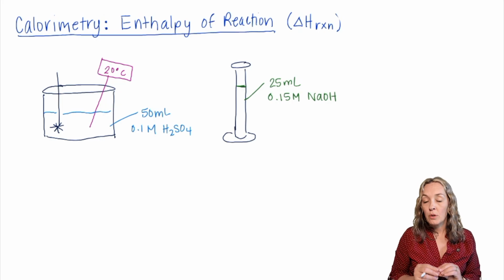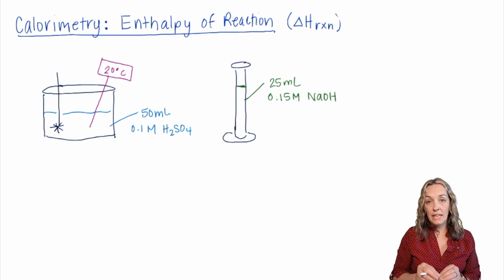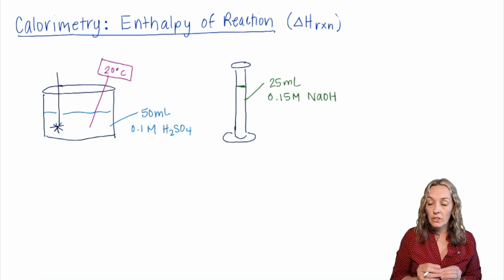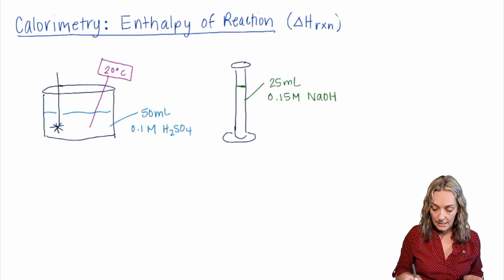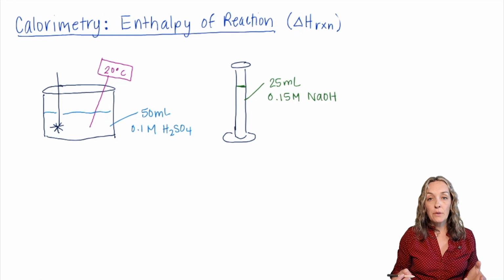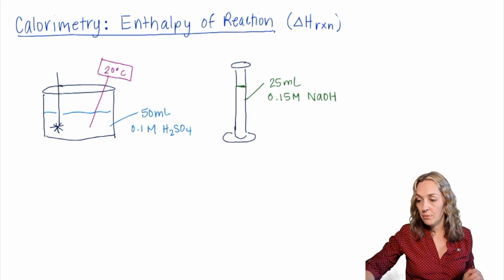In this example, we're going to work through how to use calorimeter data in order to calculate the delta H for the reaction. The reaction we are going to look at today involves two chemicals, H2SO4 as our first reactant and NaOH as our second reactant. First thing we need to do is write a balanced equation to show the reaction between the two.